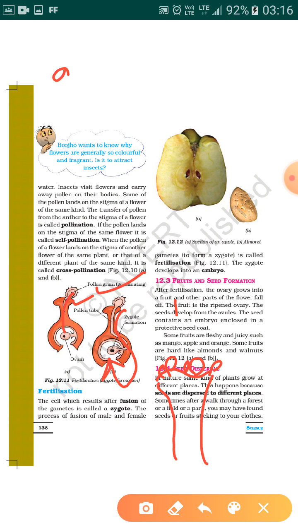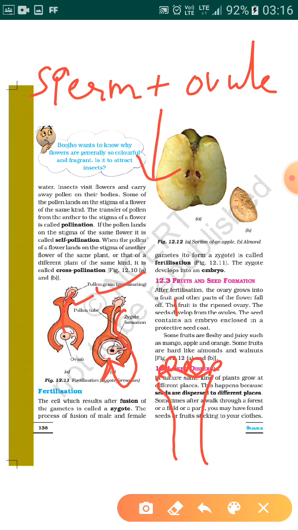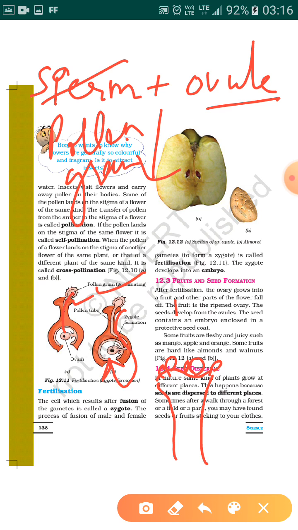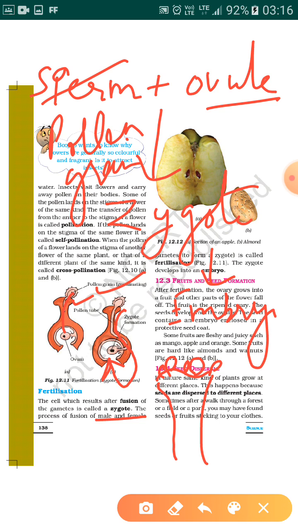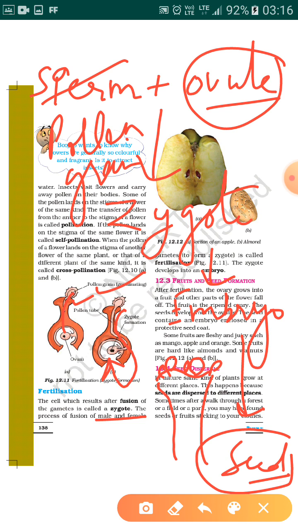So this male gamete, that is the sperm, gets combined with the ovule which is present inside, and when they combine together, the pollen grain gets combined with the ovule, what is formed ultimately? The zygote is formed. So the zygote will be the product of fertilization. Later on, the zygote will develop into an embryo, and the embryo will develop into a seed. So as I told you, the ovule ultimately develops into a seed, okay, and the ovary becomes the fruit.